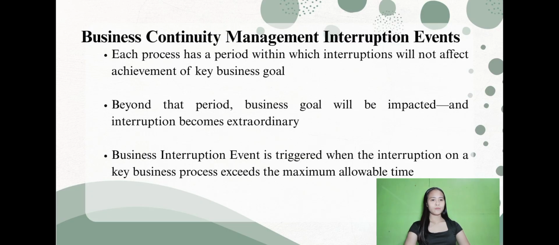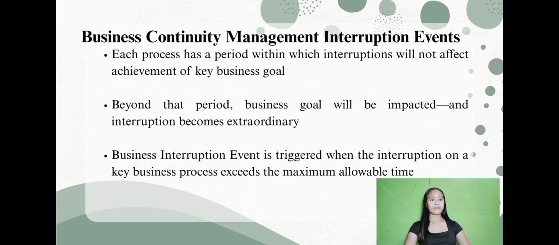Beyond that period, business goal will be impeded and interruption becomes extraordinary. If the interruption lasts longer than the allowed time, the business starts to experience consequences like loss of sales, delays, customer compliance, or operational failure. So, this means the interruption is now serious or extraordinary because it affects business goals.